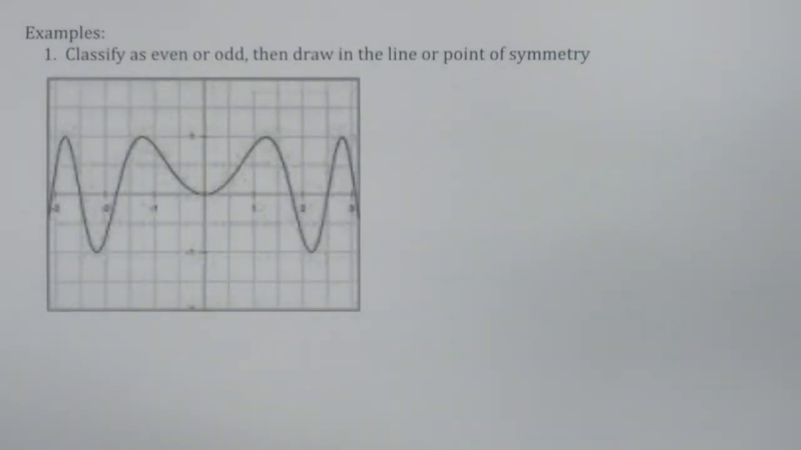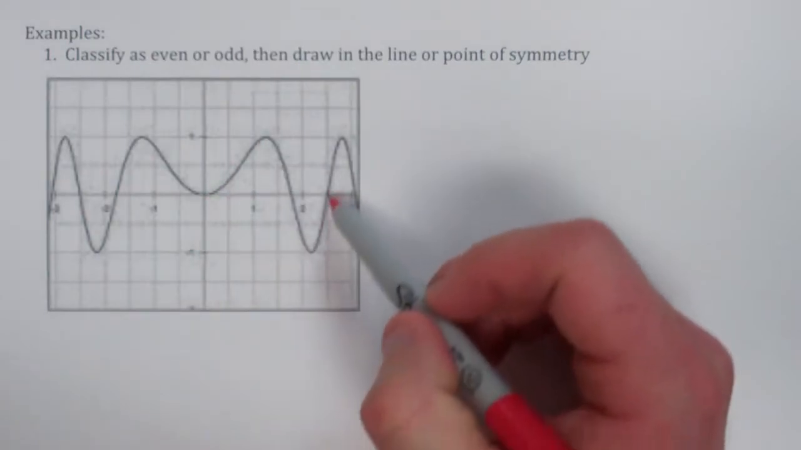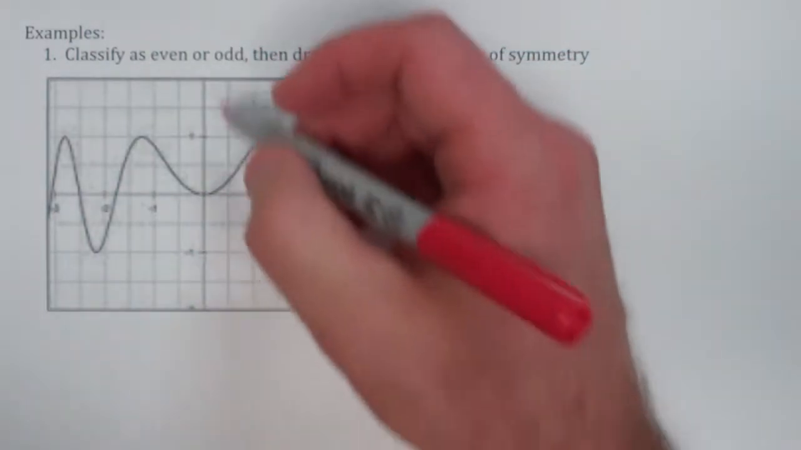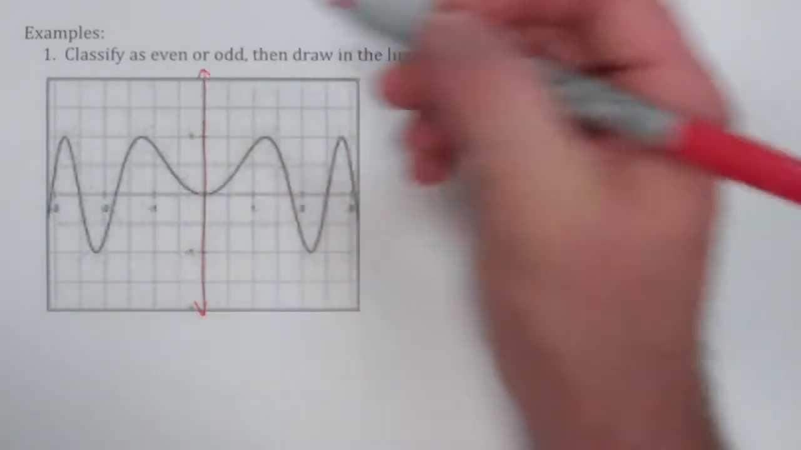In this example, we want to classify the function or the graph as being even or odd. Then we'll draw in the line or point of symmetry. This one's a little bit hard to see, but it appears as though we have a shape that is a mirror image of itself over the y-axis. So our line of symmetry here is going to be the y-axis.